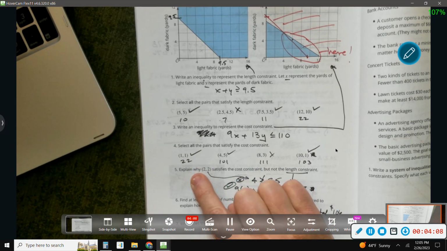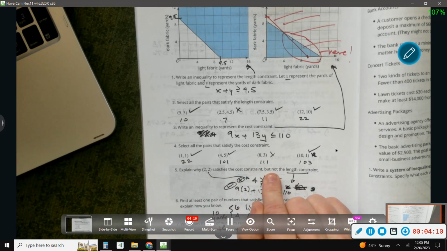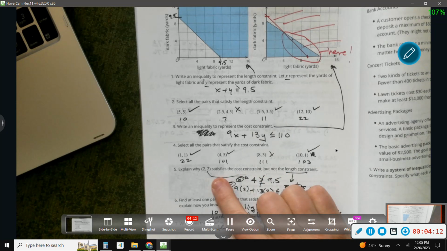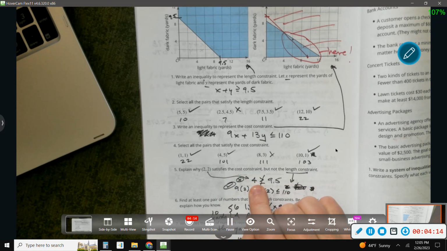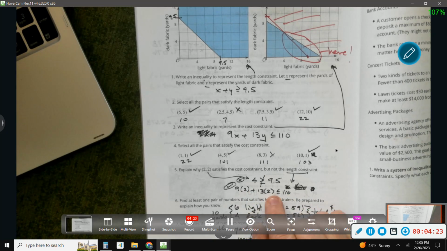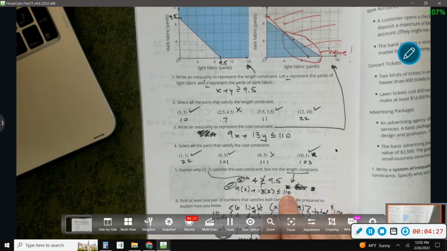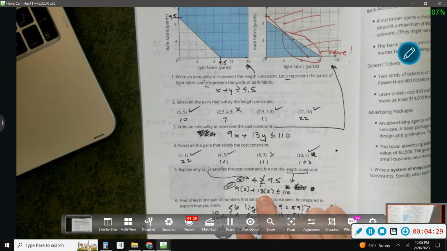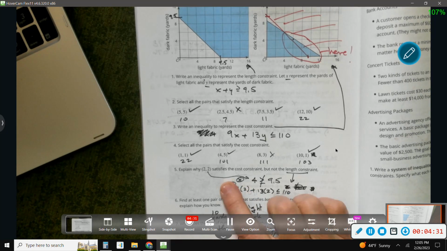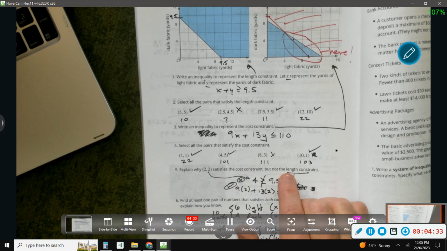So what you have to do is explain why 2 satisfies the cost constraint but not the length. Well, if you get 2 and 2, you add those together, you get 4, and that's obviously not greater than or equal to 9.5. So you're short on fabric, though you didn't spend a whole lot. But it did match up down here for the cost. I mean, it's a very small number, 18 plus 26. So it satisfied the cost constraint but not the length constraint.